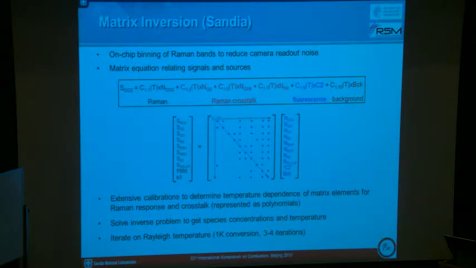First of all, the matrix inversion that was developed at the Sandia National Labs. Here again you see this matrix: S is the signal vector, then you have this matrix with the different matrix elements, all of them temperature dependent, and then you have the species vector, given here from CO2 down to H2. He included CO as well, and a channel looking for C2 fluorescence and a background. Correspondingly you see the species vector, interconnected by this matrix. And now comes the problem.